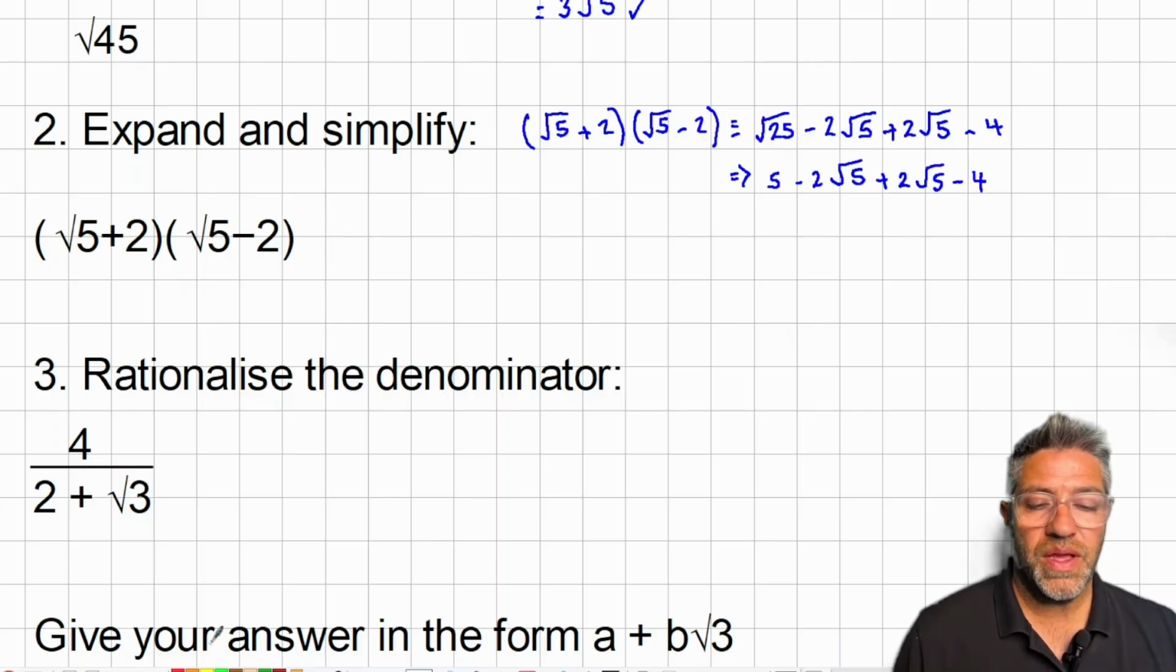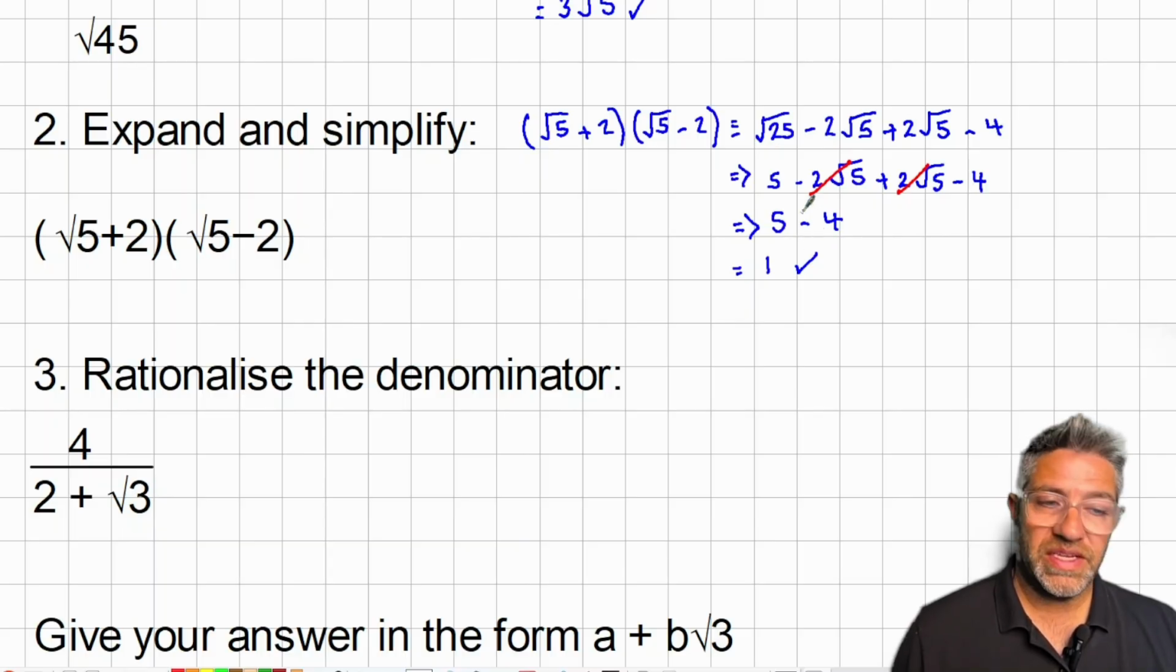minus 4. If I take a different coloured pen, we can start to cancel out, because minus 2 root 5 add 2 root 5 would give us 0. So what are we actually left with? 5 subtract 4, and that equals 1. We've expanded and then simplified our initial expression.